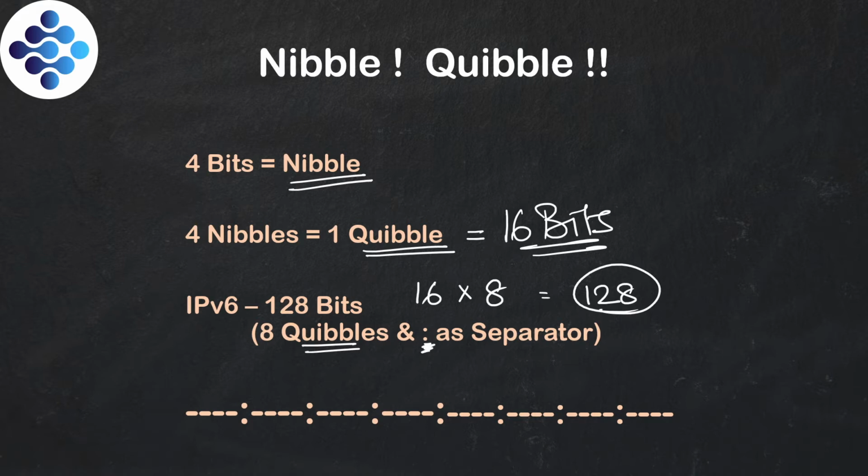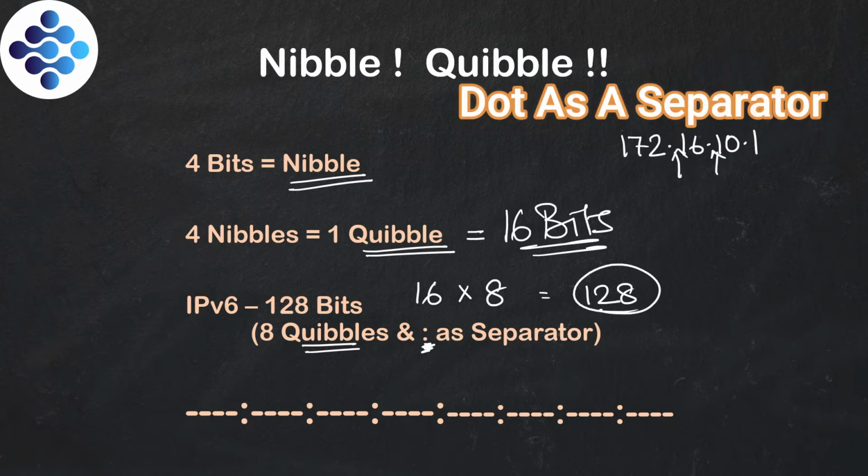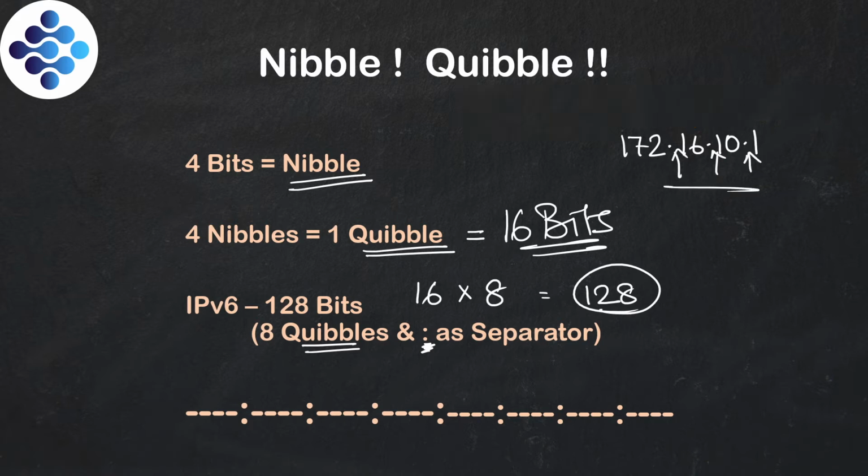The way in IPv4 we were having, say, 172.16.10.1, over here it will be the colon as a separator. So we have got 1, 2, 3, 4, 5, 6, 7, 8. So we have got 8 quibbles, or they can also be called a group. So it is group 1, group 2, group 3 up to group 8.